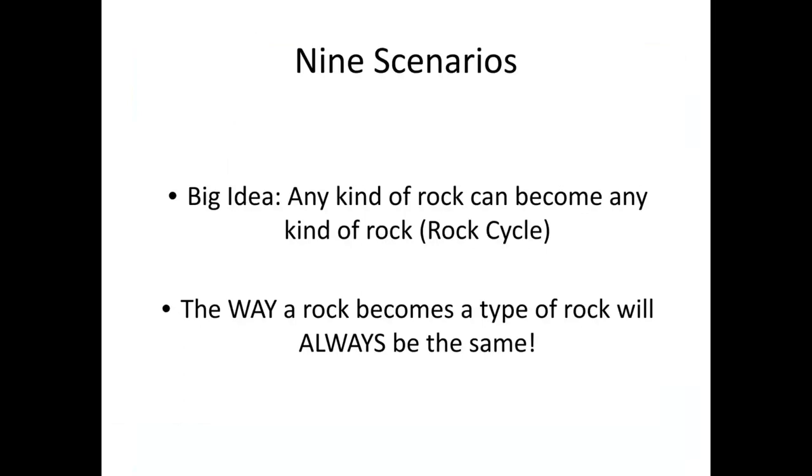And the big idea is that any kind of rock can become any kind of rock. As we go through these nine scenarios, you'll see that the way to become a rock is always going to be the same. So there's only going to be one real way to make an igneous rock, but it can come from three different possibilities. So let's start off with igneous rock.